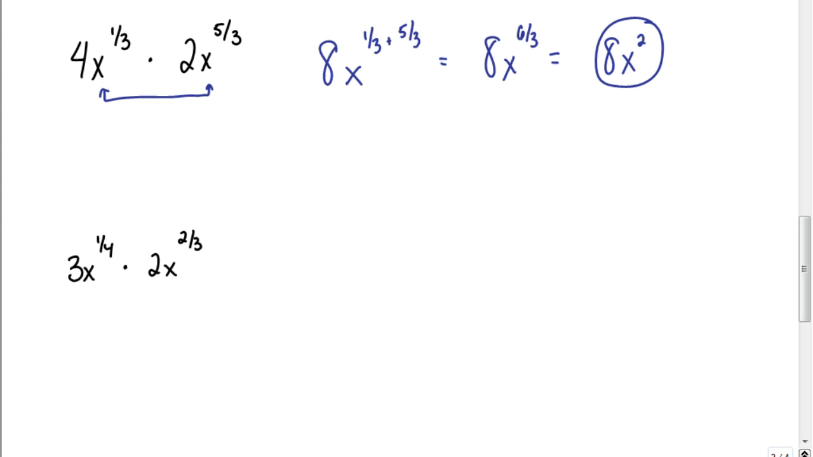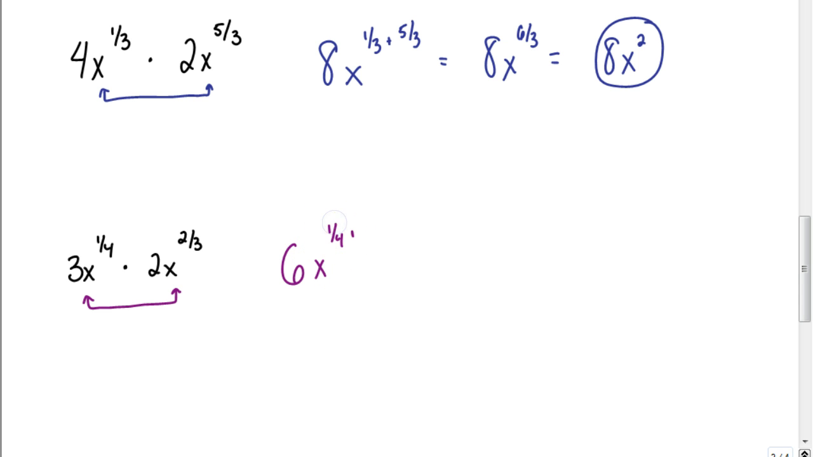Well, what if, when we're dealing with adding together our exponents, we're dealing with fractions that have different denominators? Let's look at the next one. Here we have 3x to the 1/4 power times 2x to the 2/3 power. What would we do here? Well, we would still take the 3 times the 2, multiply those together to get 6. But now, again, these bases are the same, so we can add together the exponents.